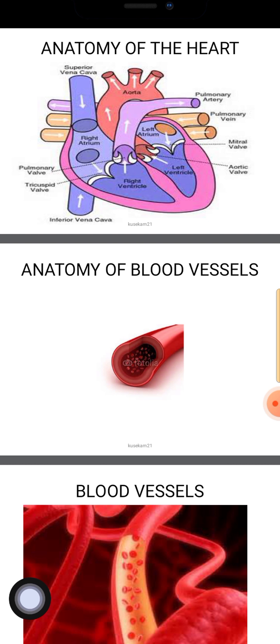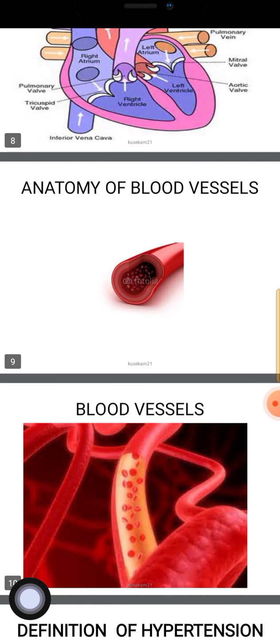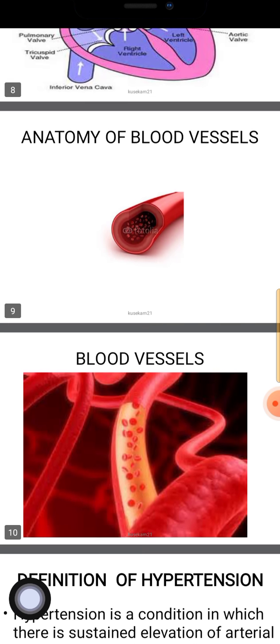So there is the heart showing the parts. I hope by this time you know the blood circulatory system, so I won't spend much time. Then that's the blood vessel. They are showing us the blood vessel because that's where blood flows. The same blood vessel, as you'll see later, can make someone have hypertension because of some interference.